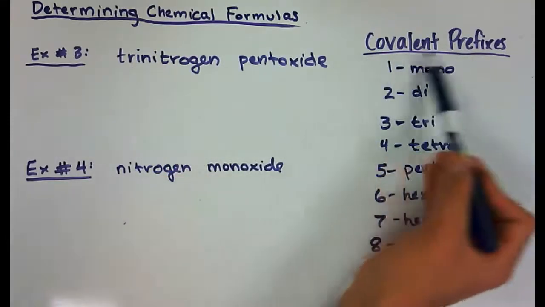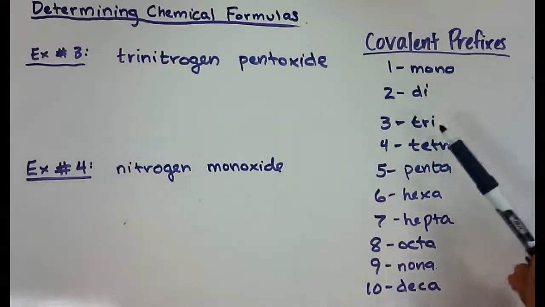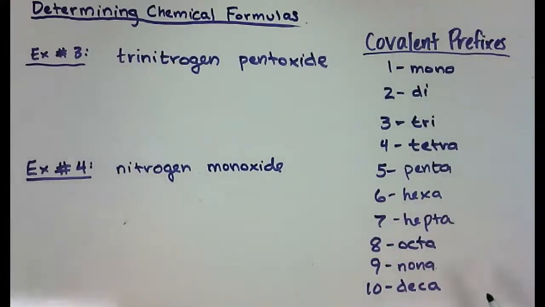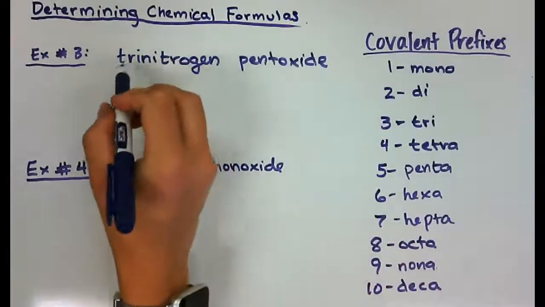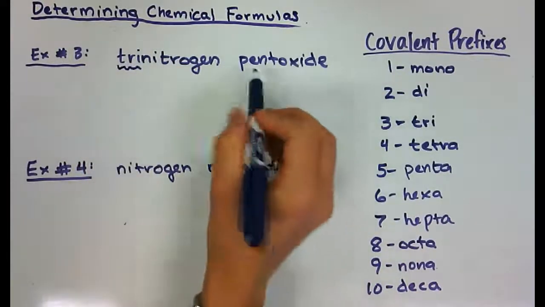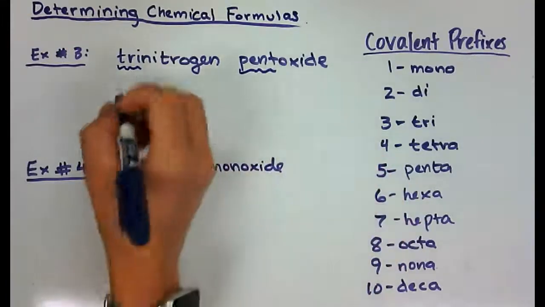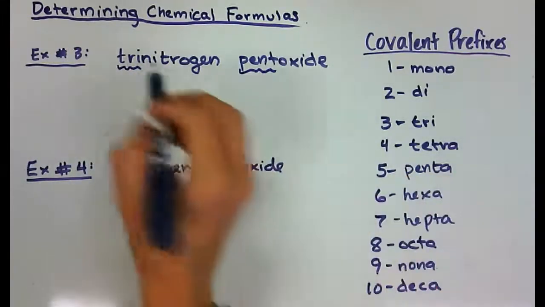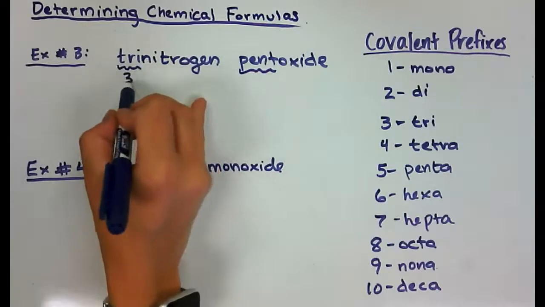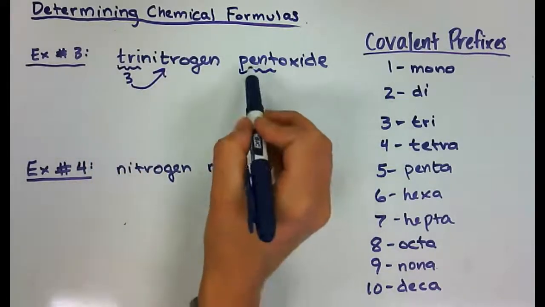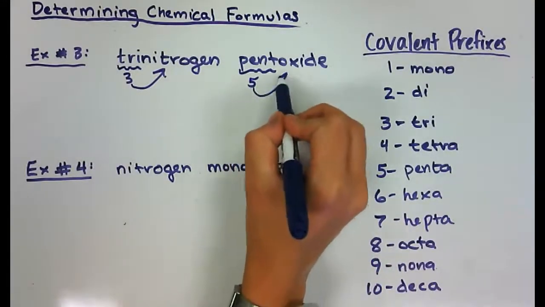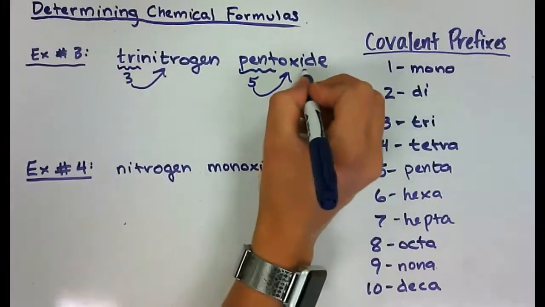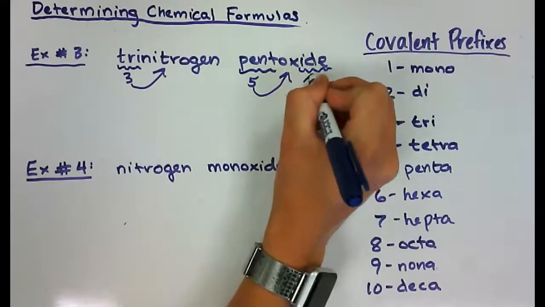And so we do that with these prefixes: mono, di, tri, tetra, penta, hexa, hepta, octa, nona, and deca. And so each prefix indicates a different number of atoms. So in this first example, we have trinitrogen pentoxide. And this tri means 3. So that means that we have 3 of the nitrogen. And then this pent means that we have 5. So we have 5 of the oxygen or oxide. Remember that IDE indicates that this is an element.